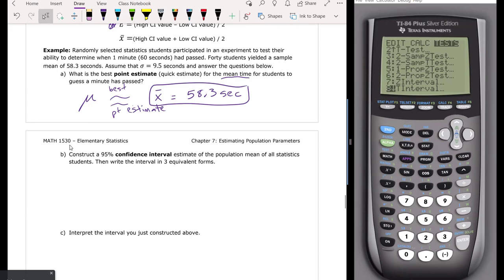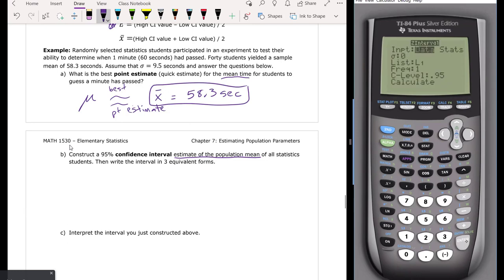Now, this one is wanting us to estimate the population mean. So there are two calculator functions that we could possibly use. We could use z-interval, or we could use t-interval for estimating a mean to get a confidence interval for a mean. Well, in this problem, we're actually going to use z. And if you hit z-interval on the calculator, you'll see, first off, this input, data and stats, right here.